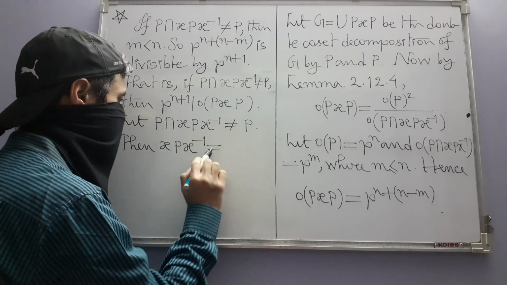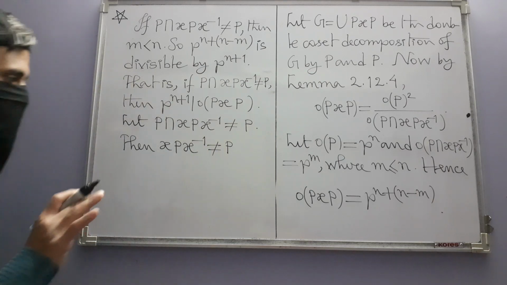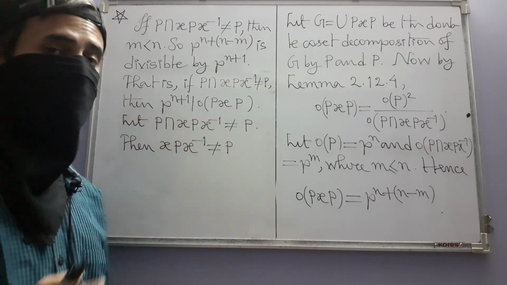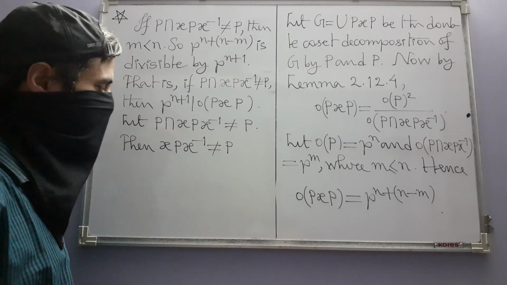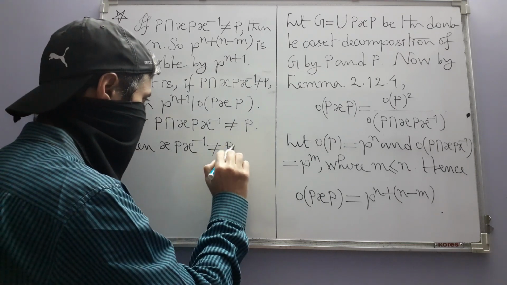Then P ∩ xPx⁻¹ is different from P. But let us try to understand why this is a consequence of this. What if this is not the case? What if xPx⁻¹ is actually equal to P?